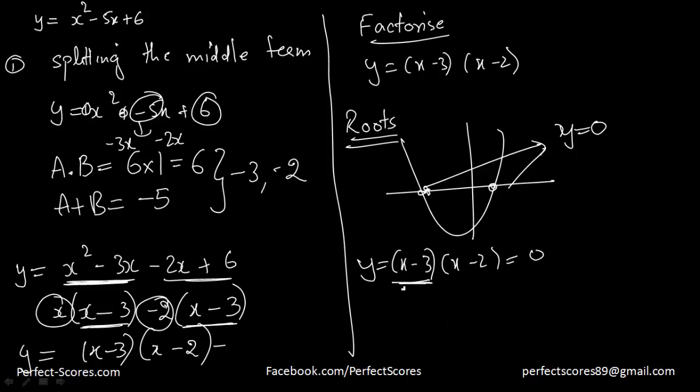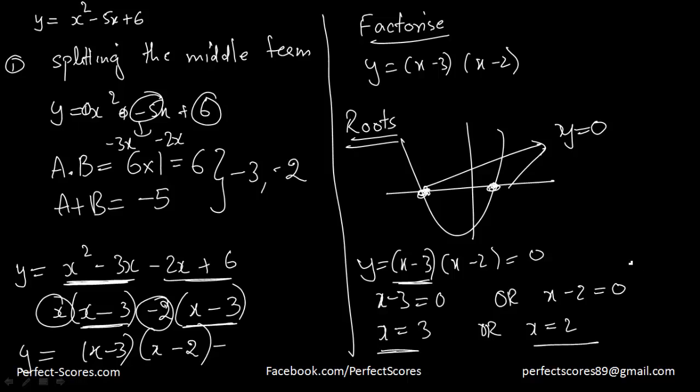So that will be equal to 0 if x minus 3 is 0 or x minus 2 is 0. That means either x is equal to 3 or x is equal to 2. That means these are the two roots of the function. And understand, a quadratic equation will have a maximum of two roots. So these are the two roots, 3 and 2, at which this function cuts the x-axis. That means at x equal to 2 and at x equal to 3, the function is going to cut the x-axis.